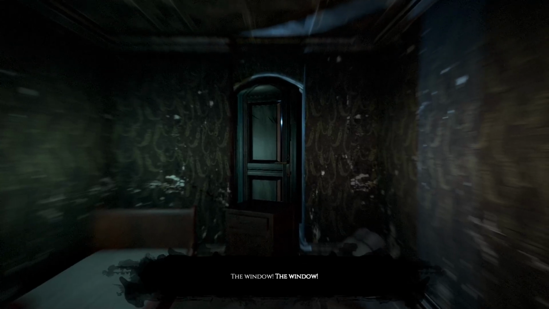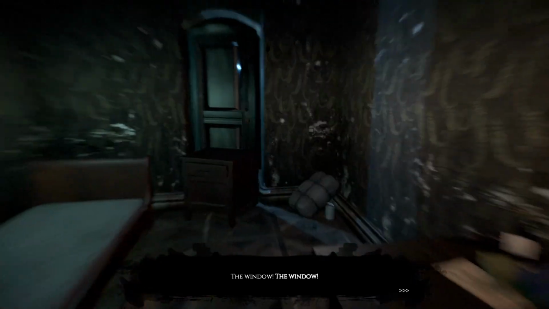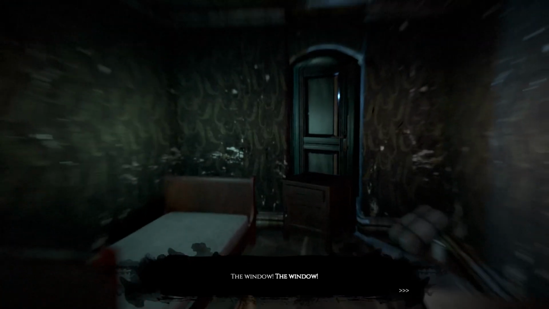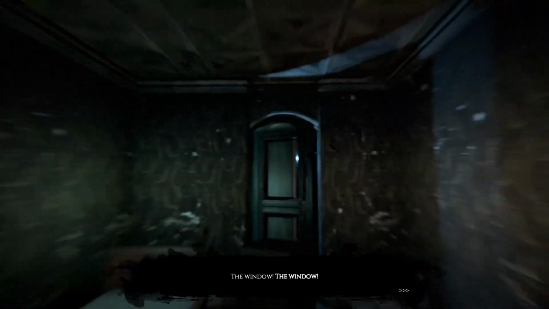The window! The window! Where's the window? Go for the window, bro. Oh my god. Let me move. Go for the window. Just jump.